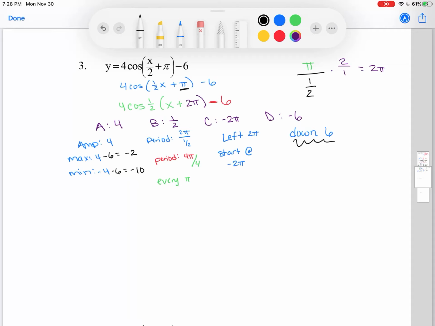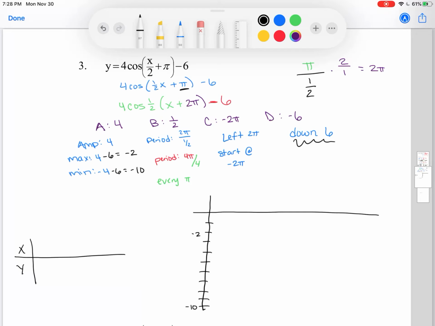Since my max and my min are both going to be negatives, I can graph something that will look like this. If I want to give myself plenty of room along the y-axis, I can make it look something like this. That way I have lots of room to mark my y values that are negative. Okay, so there's negative 2 and negative 10.